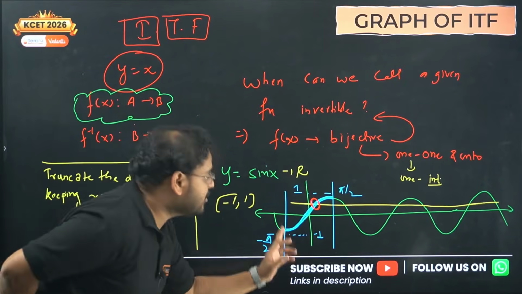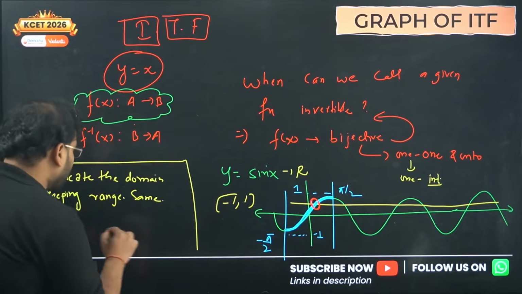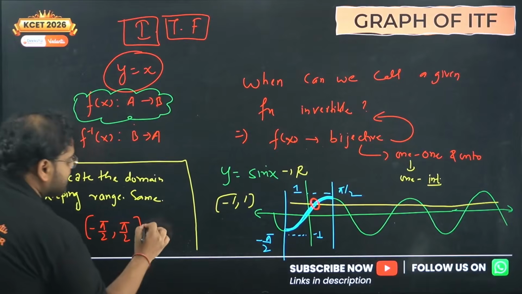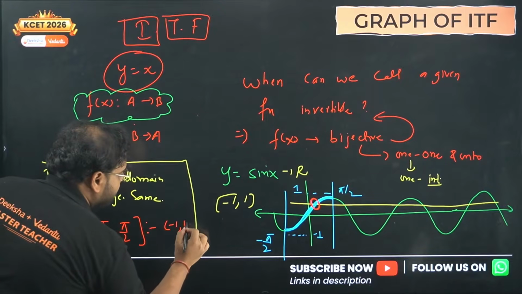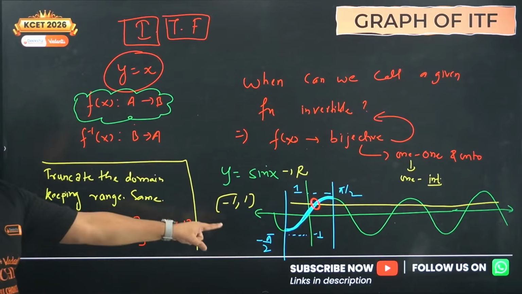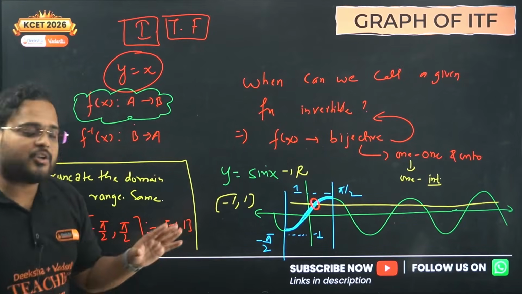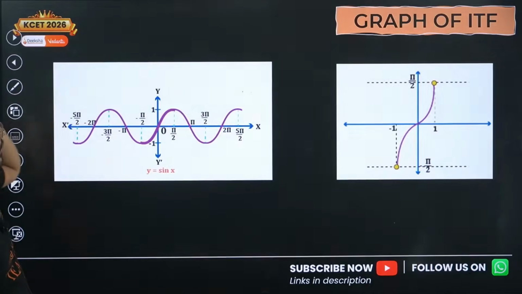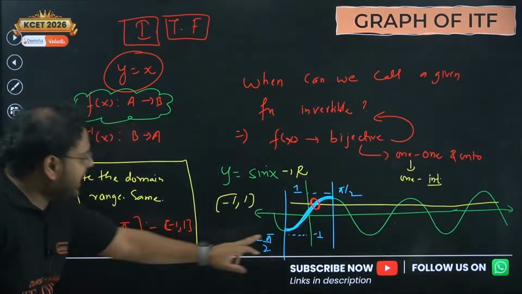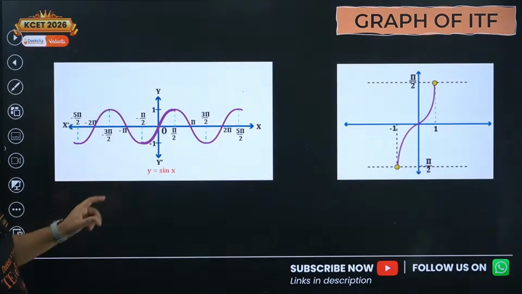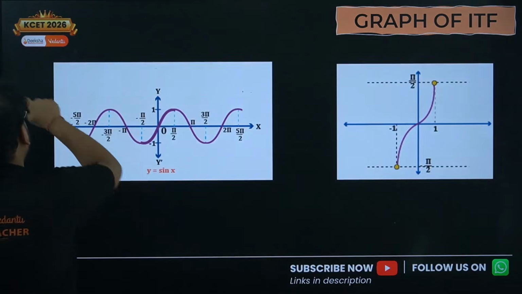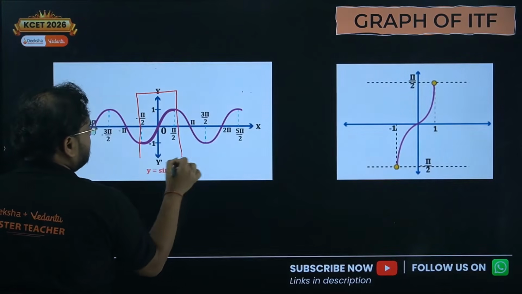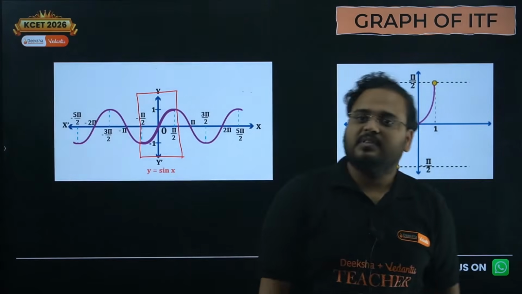So what I have got is the given function y equal to sin x, with the domain from minus pi by 2 to pi by 2. This is the truncated domain keeping the same range as minus 1 to 1. Now it is invertible, and I'm going to apply the invertible condition only to this marked part. When you do that, you end up with this. This right here is the marked part.